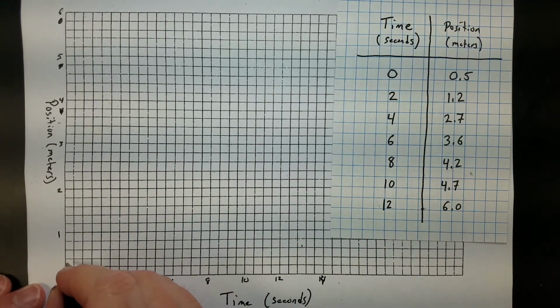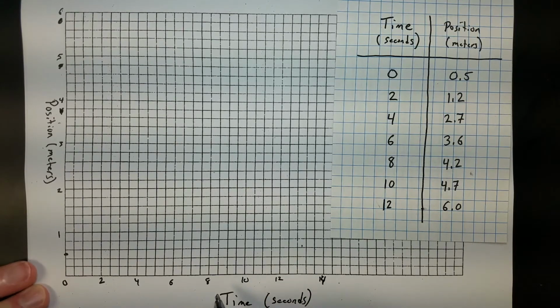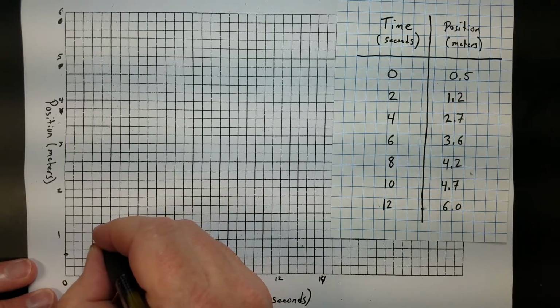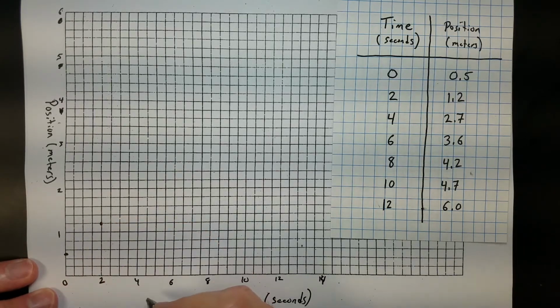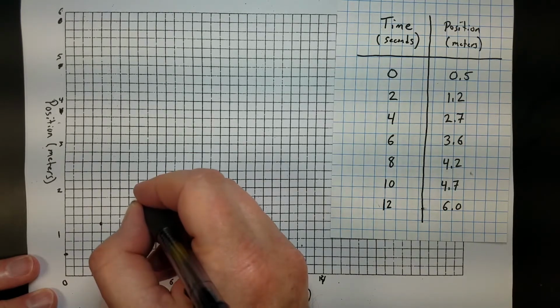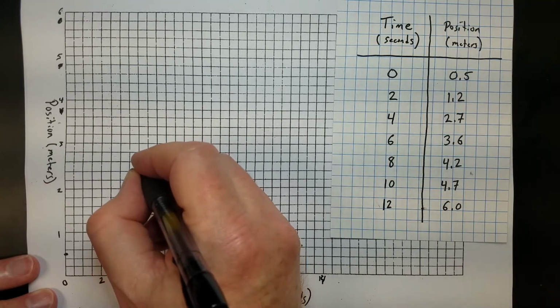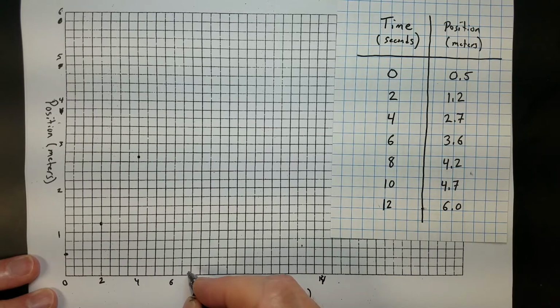So that's 0.2, 0.4, 0.5 will be in between. You may have to estimate the points because they won't be nice and be exactly on a line. Now at 2 seconds, we're at 1.2, which actually is on a grid. At 4 seconds, we're at 2.7. So there's 2, 2.2, 2.4, 2.6, 2.7 would be there. At 6, we're at 3.6.